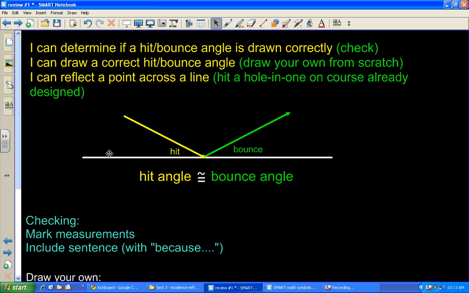Your general idea, your hit angle and your bounce angle in the picture, they have to be congruent, right? Physics simply dictates that if we hit a solid, flat surface, the hit and bounce angles are going to be congruent. It's how it works.